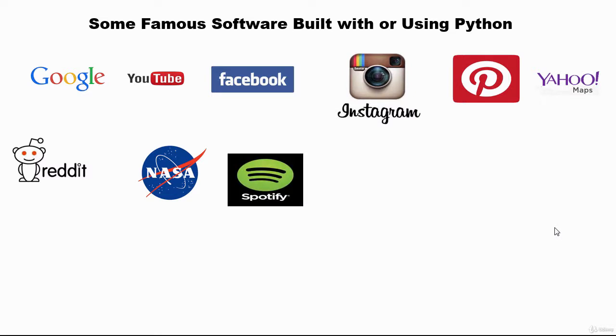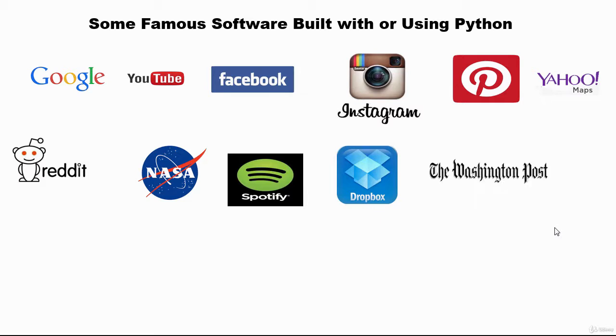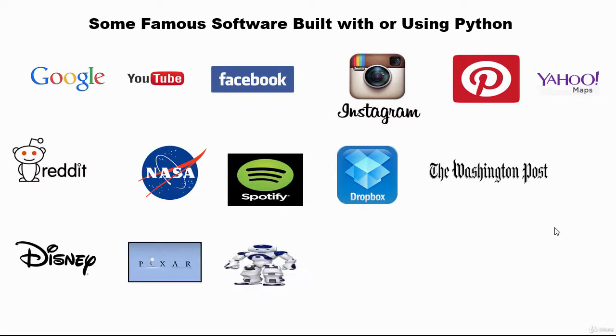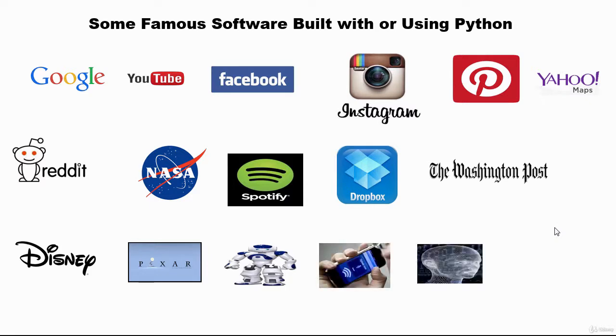You've got the online storage company Dropbox, where you can save and retrieve documents. It was created using Python. The Washington Post also uses Python. Disney and Pixar, the animation company, also use Python in some of their animation. Python can also be used to control robots, and it is also used in speech recognition and face recognition.